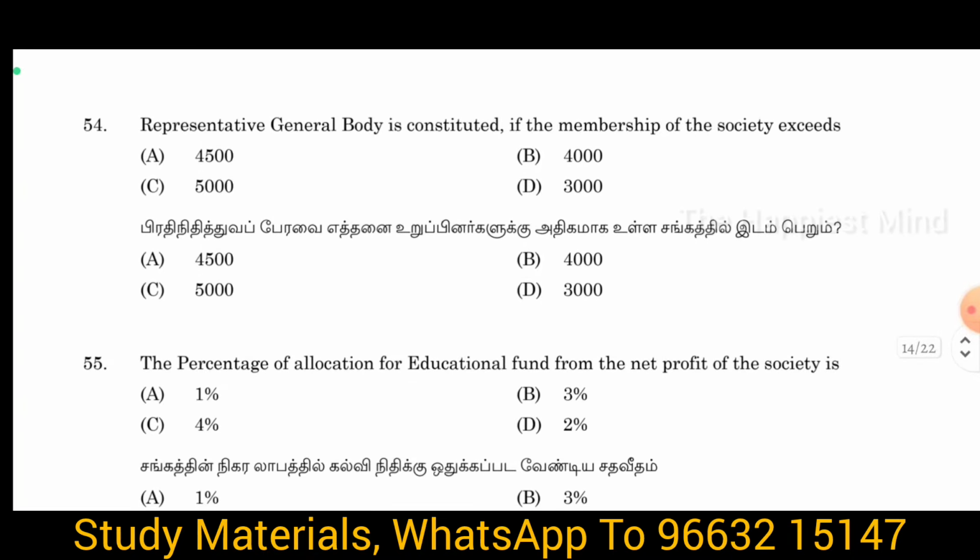Question 54. Representative general body is constituted if the membership of a society exceeds dash. Answer is option C, 5,000. So if the membership of the society exceeds 5,000, the representative general body is constituted.